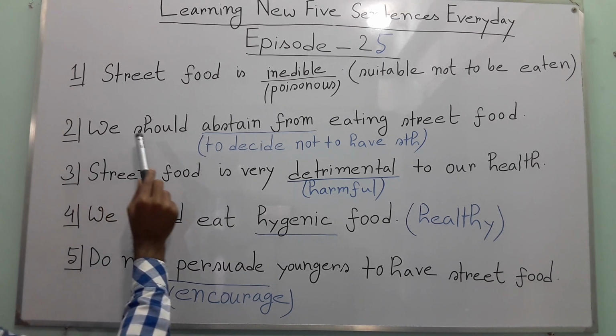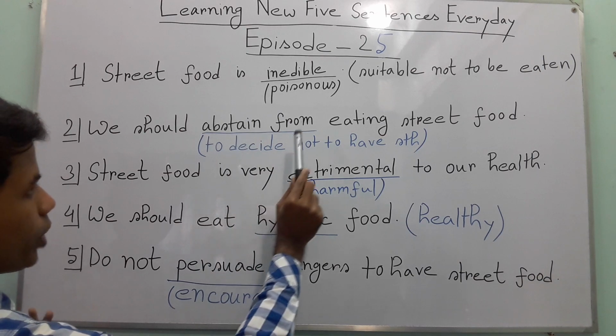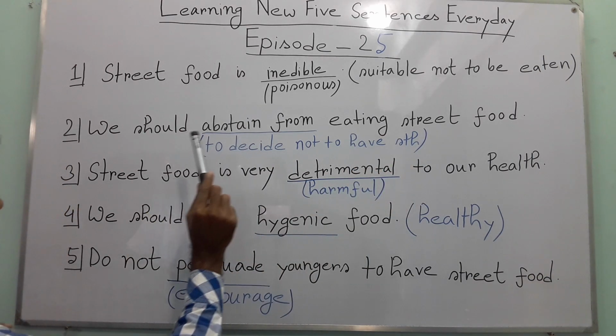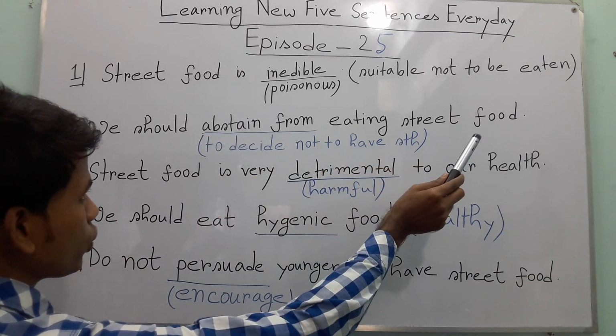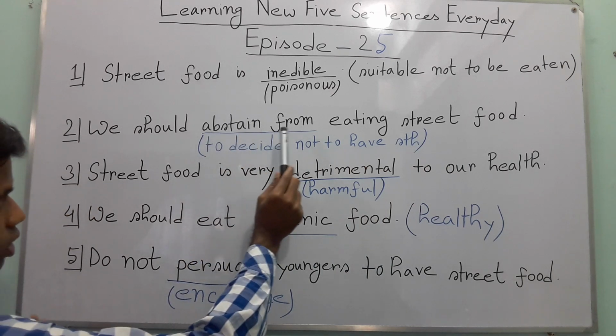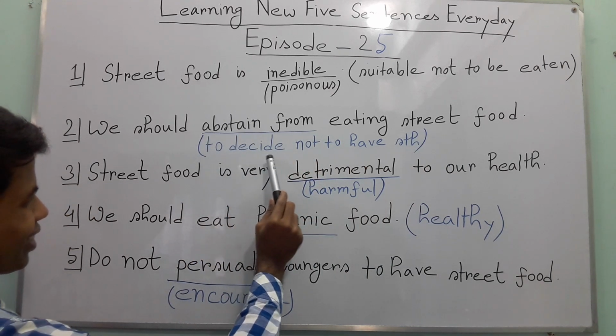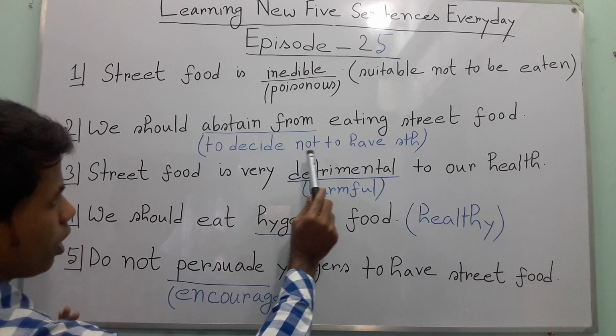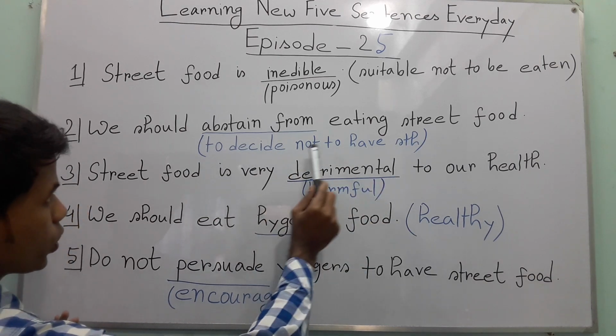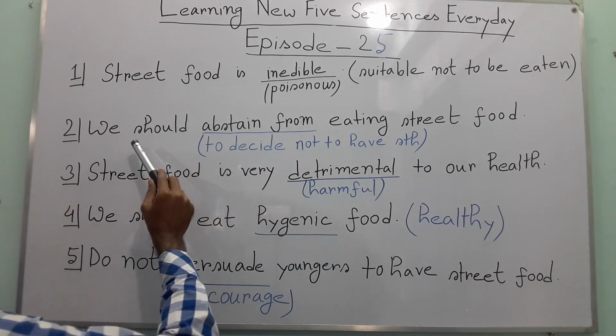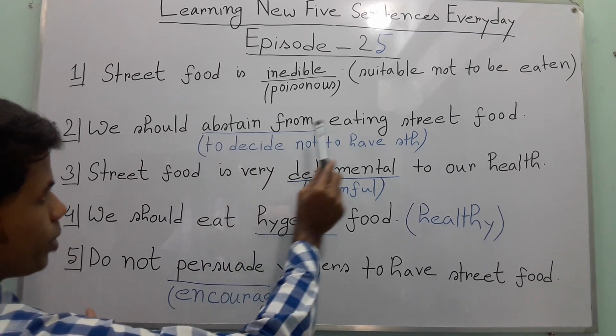The second one is: we should abstain from eating street food. We should abstain from eating street food. Abstain from means to decide not to have something. We should actually abstain from eating street food.